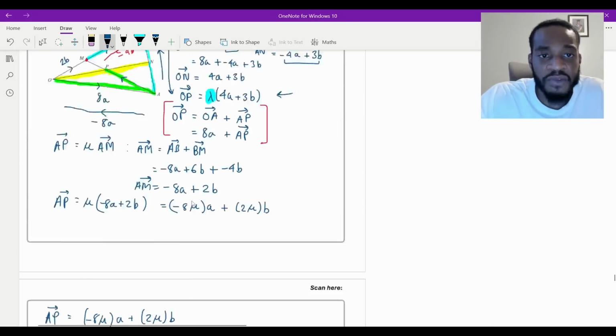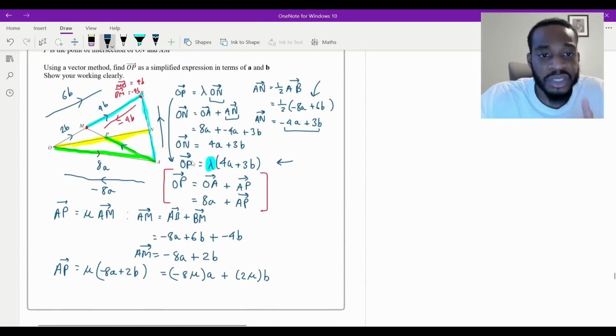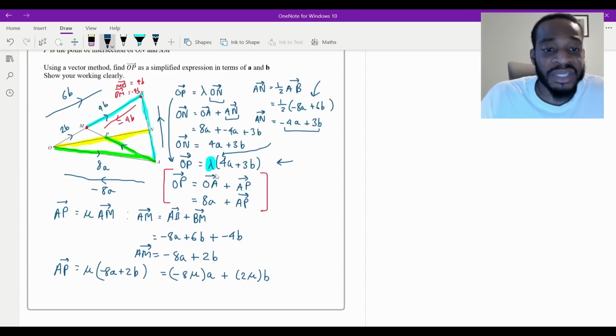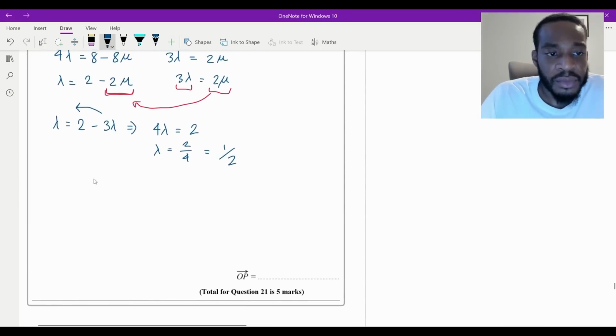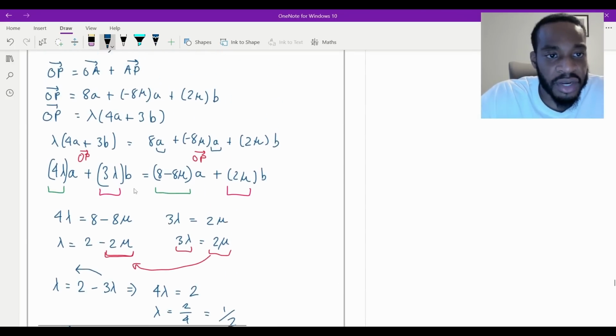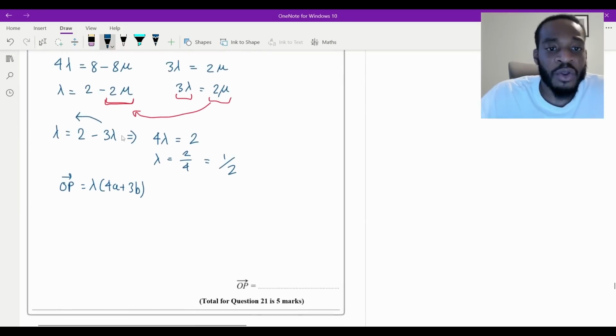Remember, don't lose sight of the question. You're trying to figure out what lambda is so you can plug it into there, and we now know it's 1/2. The question asks us to find the vector O to P. One more time, O to P was equal to lambda, bracket 4a plus 3b. Let me just double check that. I just haven't written it correctly. Yeah, that's fine. And I now know that lambda is 1/2.